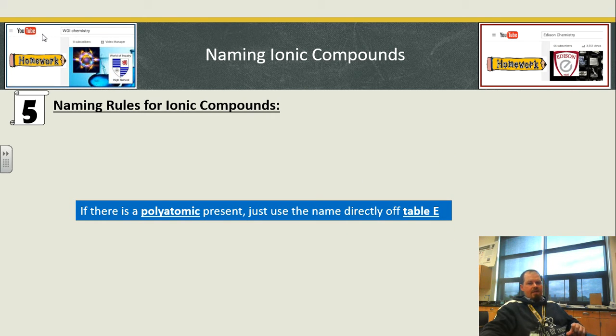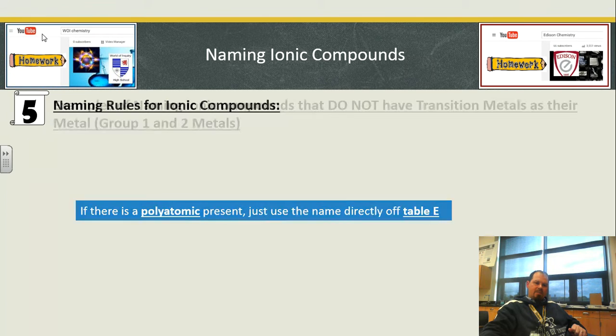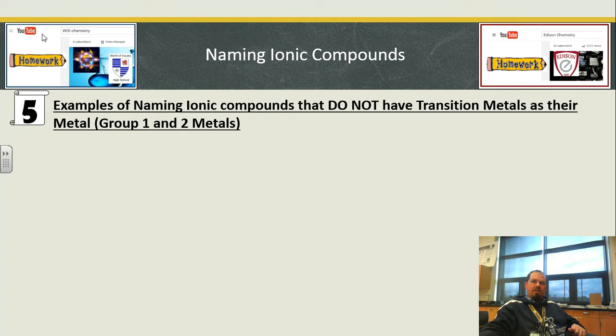If there is a polyatomic present, just take the name of the polyatomic right off of table E. Remember, when in doubt, check E out. And one of the best ways to know it's a polyatomic is because there is more than one capital letter.